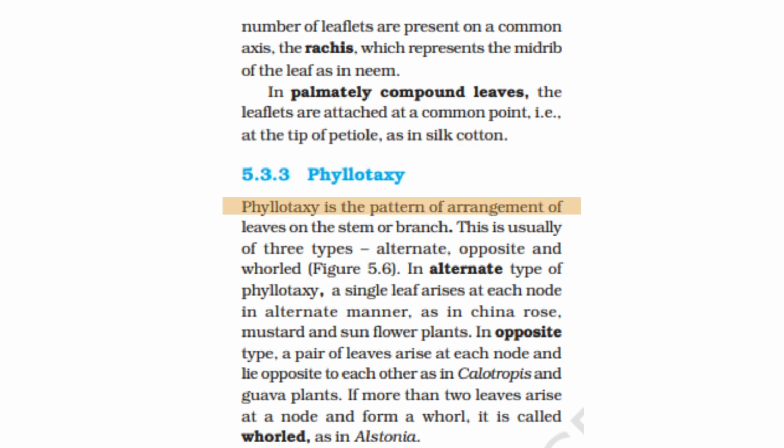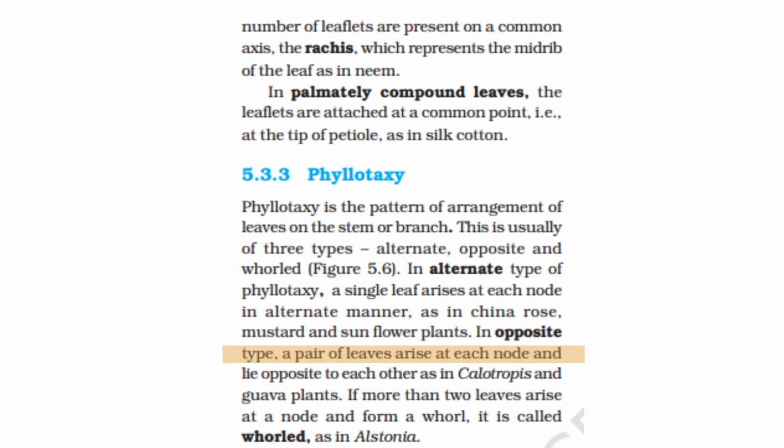Phyllotaxy. Phyllotaxy is the pattern of arrangement of leaves on the stem or branch. This is usually of three types: alternate, opposite, and whorled. Figure 5.6. In alternate type of phyllotaxy, a single leaf arises at each node in alternate manner, as in China rose, mustard, and sunflower plants.